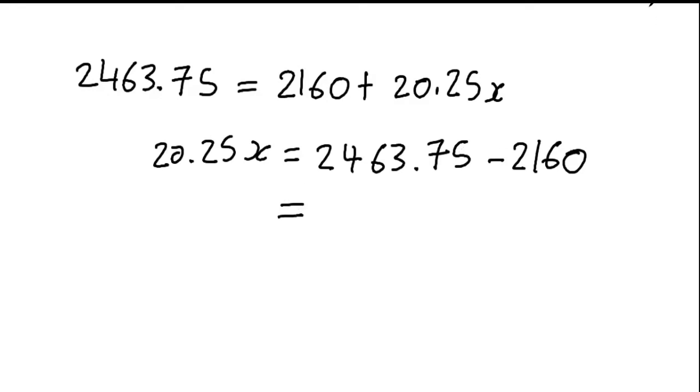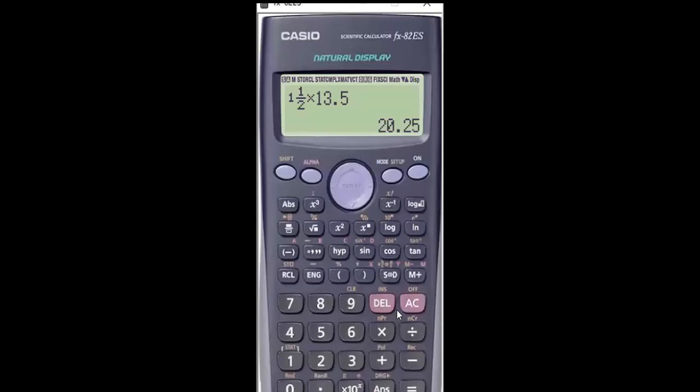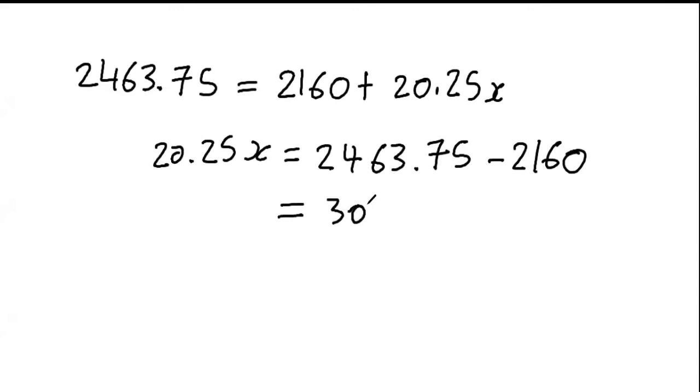So you put that in your calculator. All right, here it is in the calculator: 2463.75 minus 2160. Put it in the calculator and we get 303.75. So this works out to be 303.75, and that is 20.25x. Now we just need to divide both sides by 20.25.